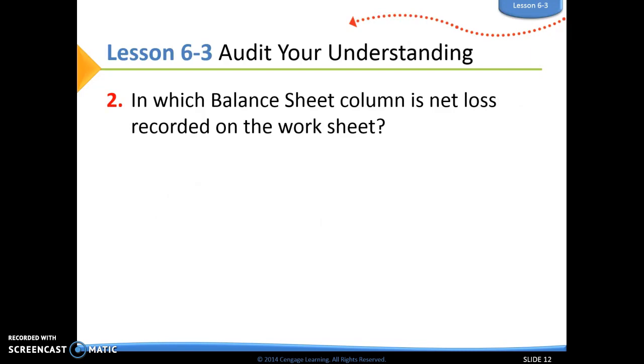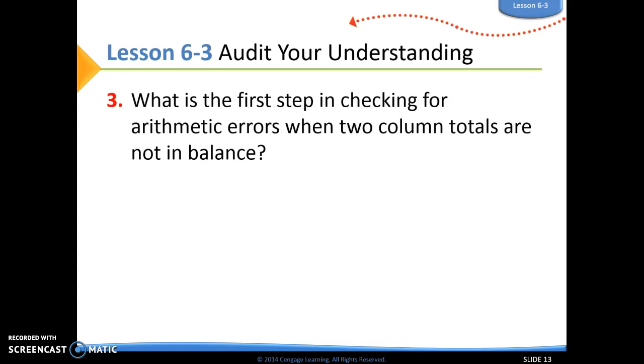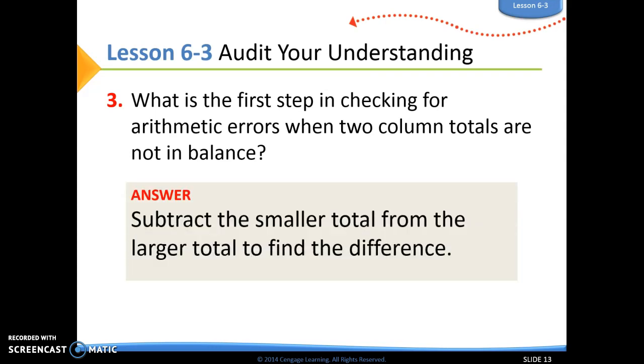Number 2, in which balance sheet column then is net loss recorded on the worksheet? We would see a net loss recorded in our balance sheet debit column. Number 3, what is the first step in checking for arithmetic errors when 2 column totals are not in balance? We want to subtract the smaller total from the larger total to find the difference.